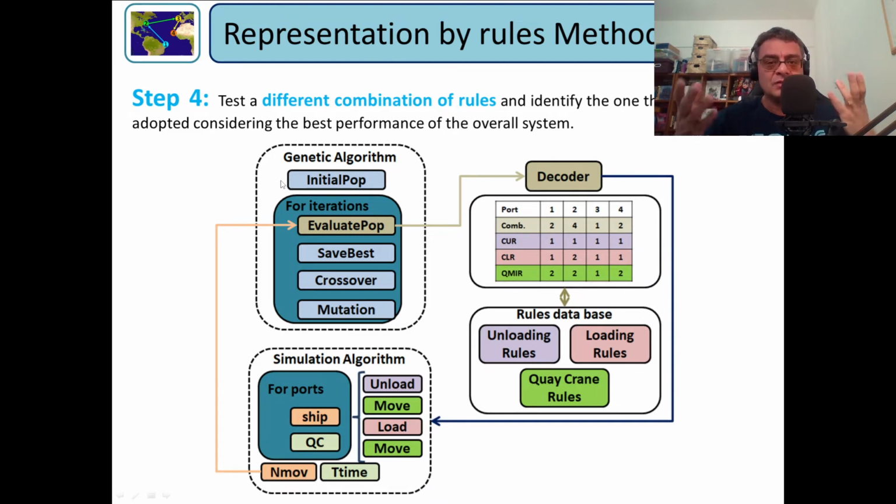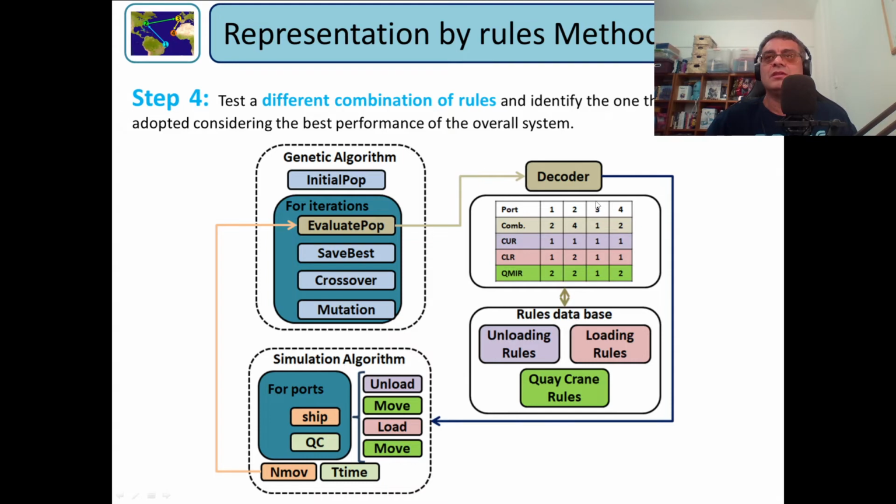And what is a genetic algorithm? The genetic algorithm has an initial population. This is a list of lists, so you can see this. Each list corresponds to a combination of rules for ports. And we should evaluate these combinations.